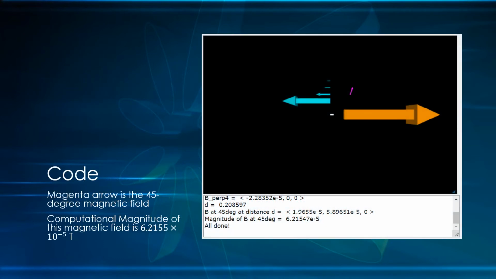Here is the output of the code. The magenta arrow is the 45-degree magnetic field arrow, and the magnitude of this arrow is 6.2155 times 10 to the negative 5 Tesla.